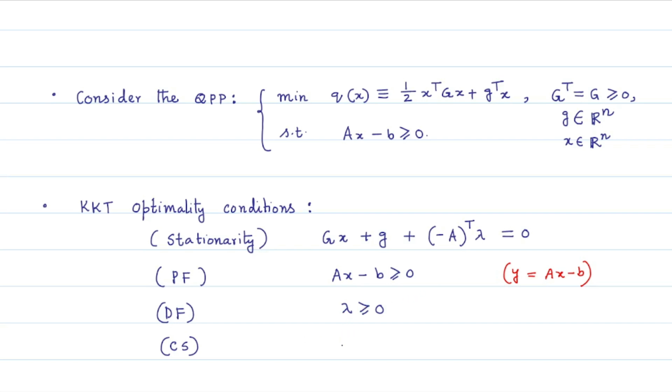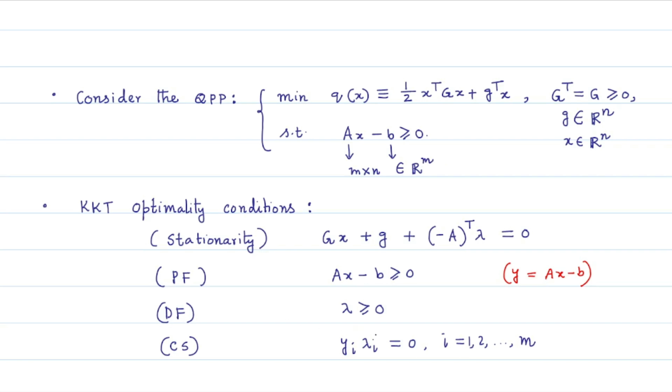That is your complementary slackness condition, and hence in the complementary slackness condition you will have yi times lambda i is equal to 0 for every i equal to 1 to m. Here we are considering that this matrix capital A is a matrix of order m by n, and we have the vector b belonging to the m-dimensional Euclidean space Rm.